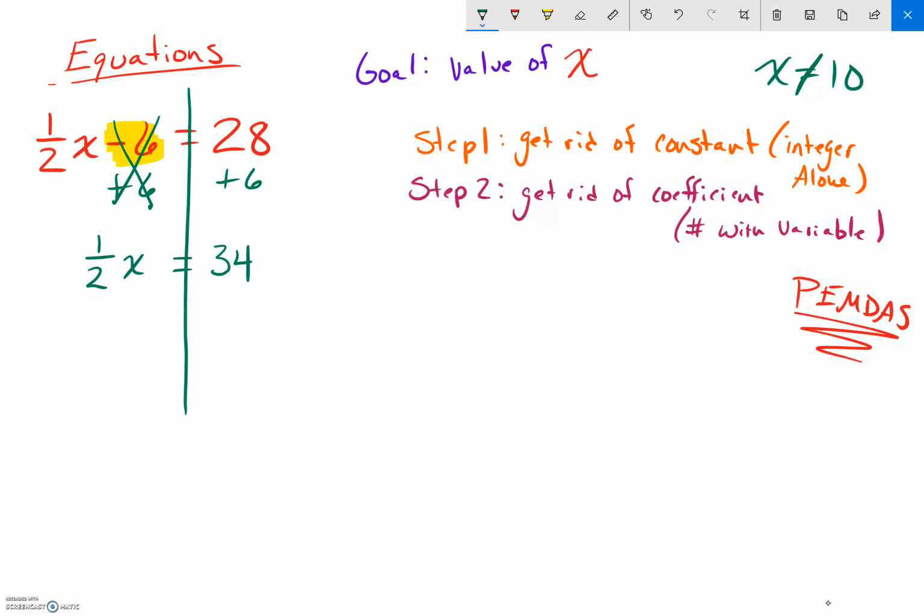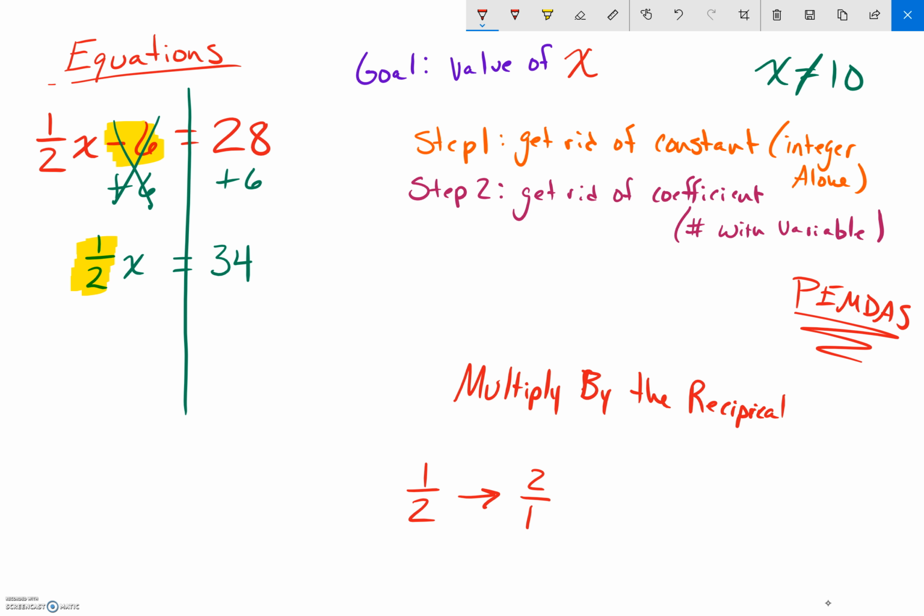Step 2 is to get rid of the coefficient. In this case, the coefficient is 1/2. Okay, so to get rid of 1/2, we need to divide by 1/2. That doesn't sound very fun. So there's a rule. Instead of dividing by 1/2, you can multiply by the reciprocal. And that just means the reciprocal of 1/2 is 2/1.